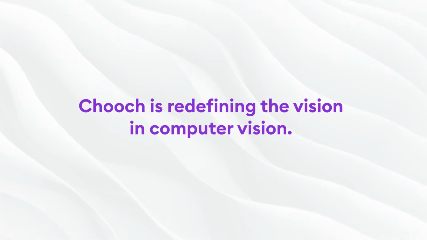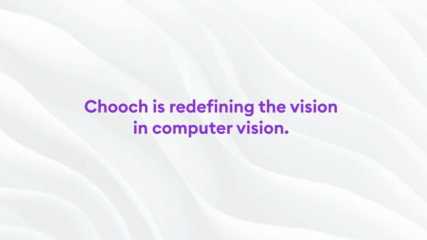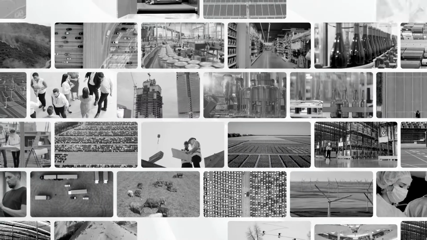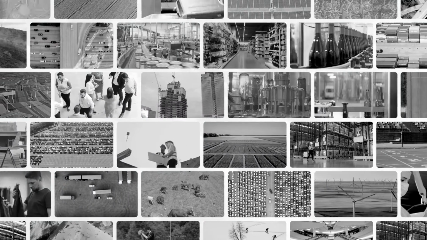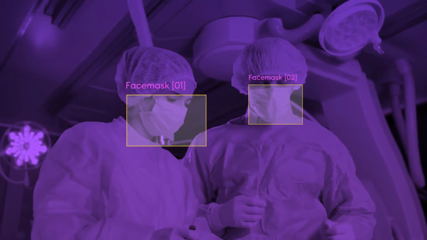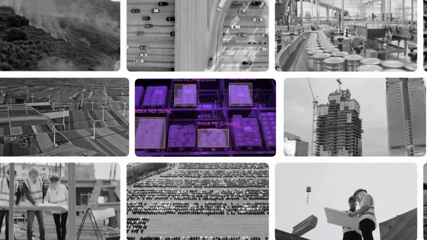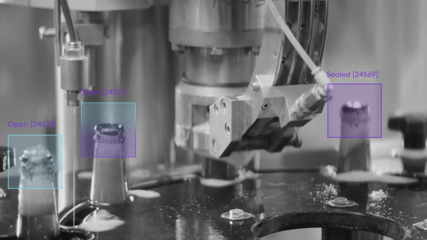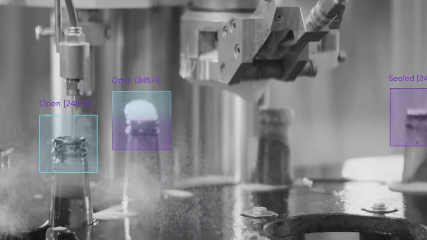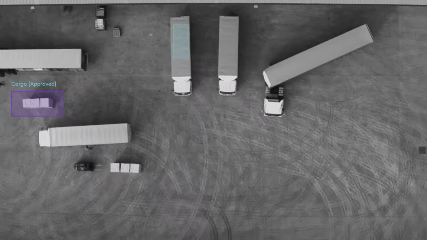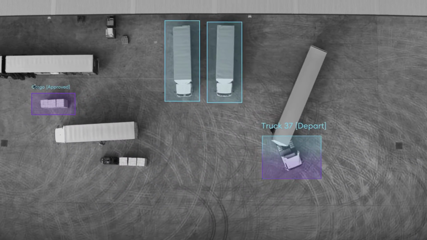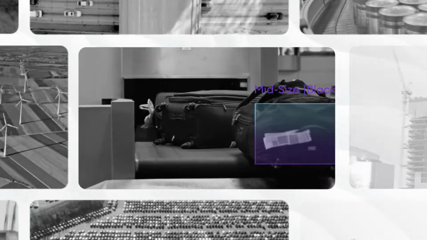Chooch is redefining the vision in computer vision. It is transforming the millions of images from cameras and videos into intelligent data streams, enabling organizations to detect, comprehend, and instantly respond to the most subtle details embedded in any stream. Companies are unlocking extraordinary value by improving productivity and uncovering new revenue streams. They are dramatically improving operational performance, optimizing safety, and reducing costs.